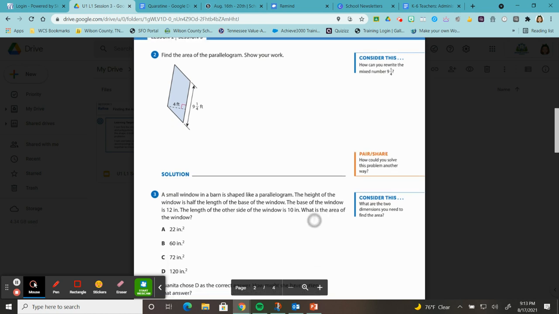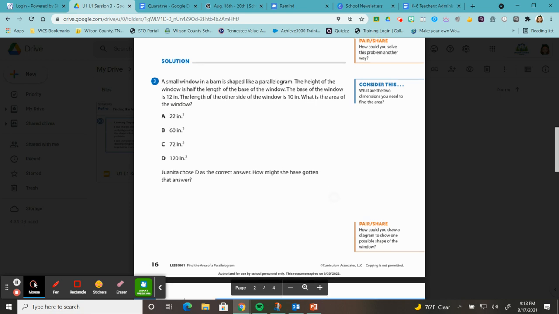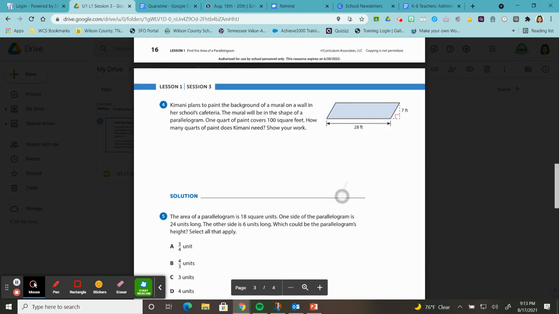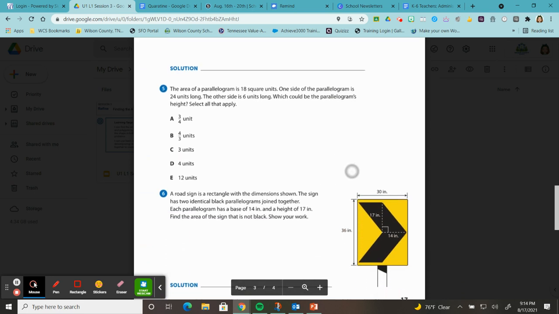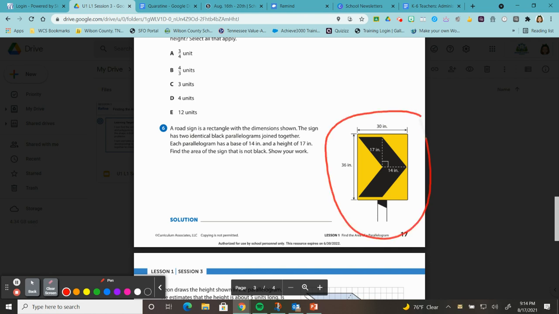So you're going to go ahead and work these problems on your own, and if you have questions, you're going to ask me. Number 3 is a word problem. And then number 4 is another word problem. Number 5 is a multiple choice. Note that in number 5, it says select all that apply. So make sure that you do that. Number 6 is another word problem. And the model for number 6 is over here. This is the model for that. So do make note of that.